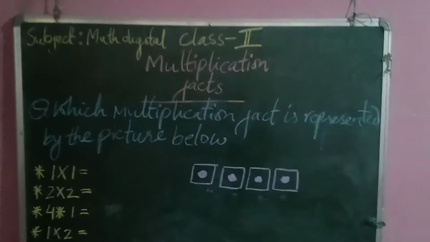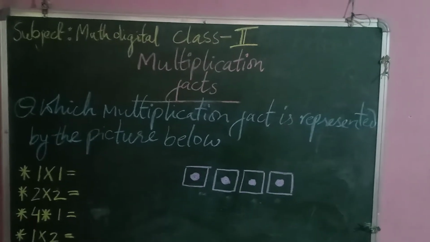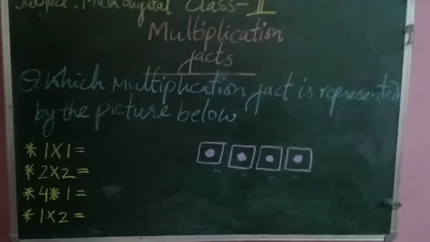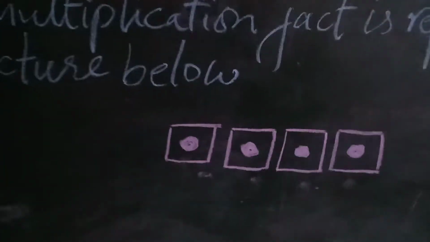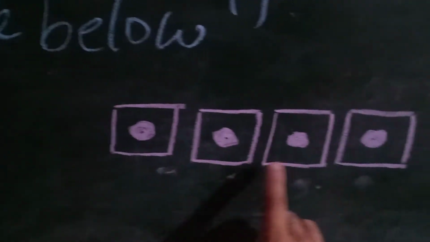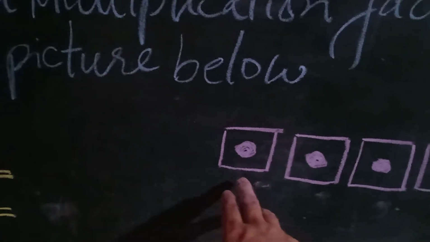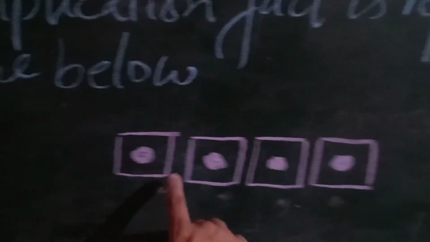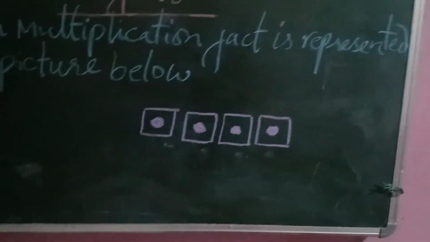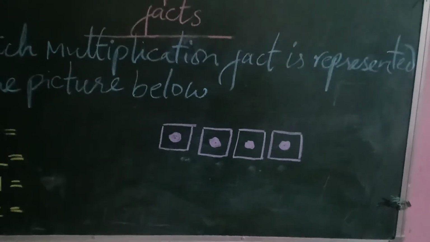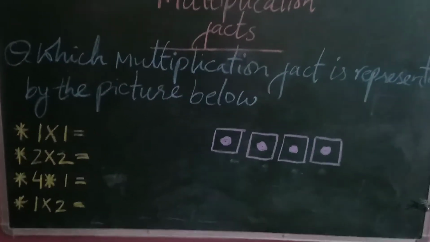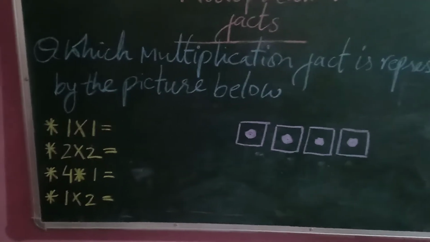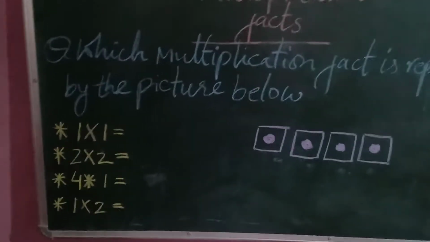Which multiplication fact is represented by the picture below? As you can see, there are four dice given, 1, 2, 3 and 4. Each of them contains only one dot, 1, 1, 1 and 1. So there are four dice with one dot each.